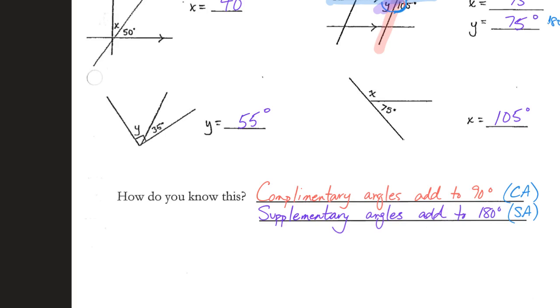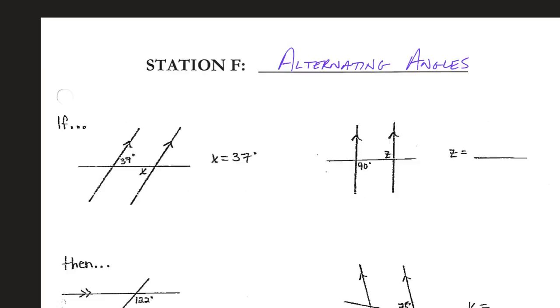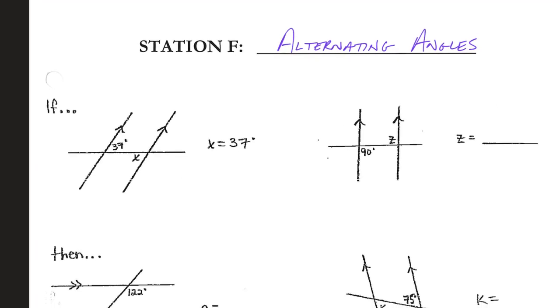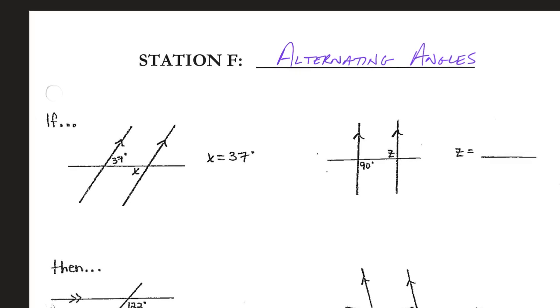Okay, time to jump into our last station. And so what we had for station F, we should be able to get down the formal name for it. It's a case of alternating angles. And for those of you that have addressed this topic in the past, this one seems to be the one that you guys remember the most.